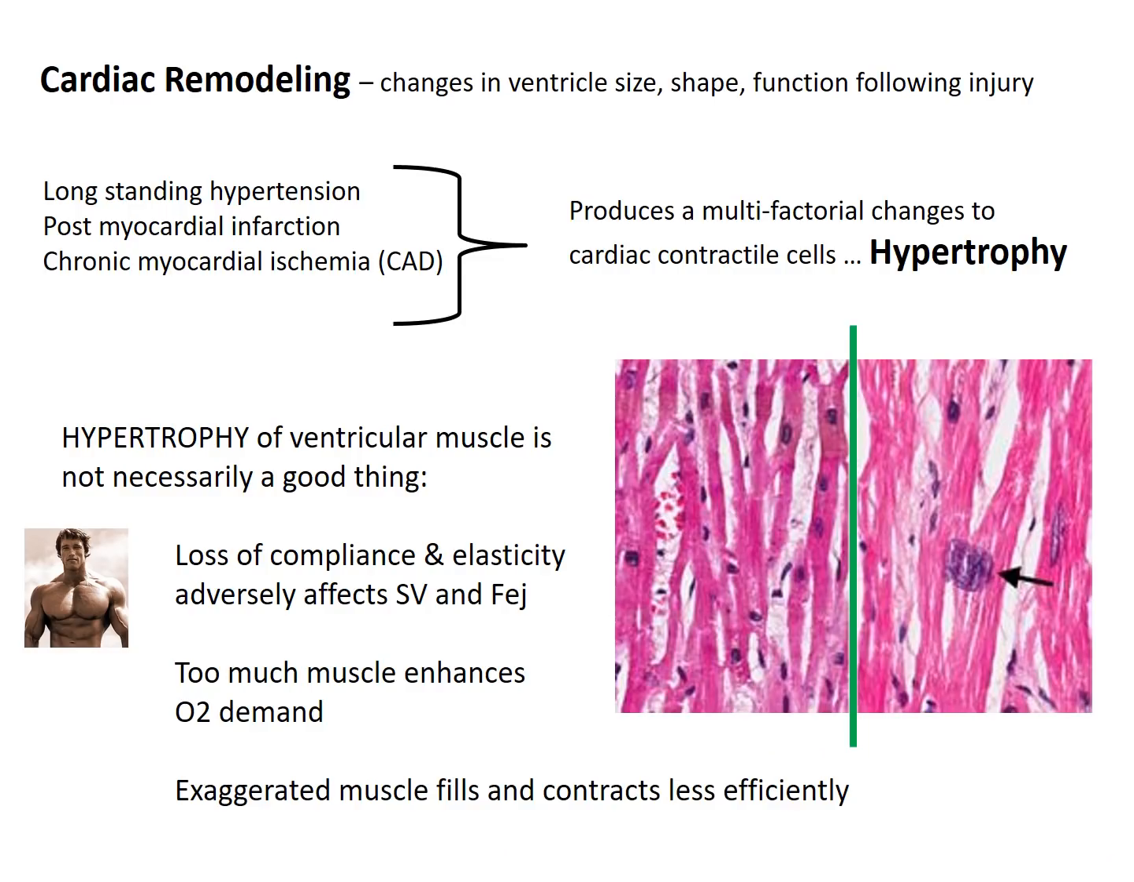Here is myocardial remodeling. So the ventricle is actually changing in size and shape and function, and that is something that can happen following ischemic injury. It is also something that can happen due to long-standing hypertrophy, long-standing hypertension. And what it results in is myocardial hypertrophy, muscle hypertrophy. So muscle hypertrophy may be okay for athletes and weightlifters. There's a picture of Arnold, right, when he was young. That's muscle hypertrophy. But hypertrophy of cardiac muscle is not necessarily a good thing.